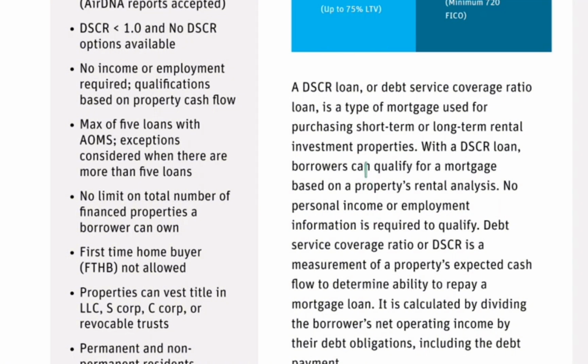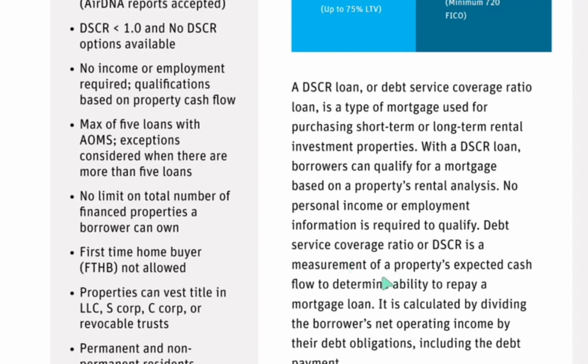The debt service coverage ratio, or the DSCR, which is what it's commonly known as, is basically a way to measure the property's expected cash flow to determine ability to repay the mortgage loan. So for example, if the mortgage payment is $1,000 and the borrower's rental income is $1,200, then you would divide 1,200 by 1,000, and that would be 1.2, and it's above 1, which is what most lenders need.